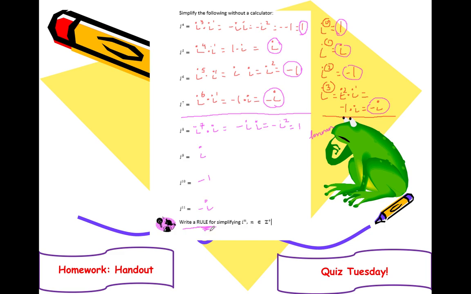Can you write a rule then for simplifying i to any number, as long as that exponent n is a positive integer? Remember, that's what Z to the plus means, right? Positive integer. Well, let's see. Each one of these is a chunk of what? Each one of these groups seems like the pattern repeats every what? 4.